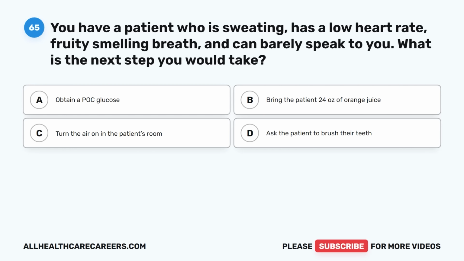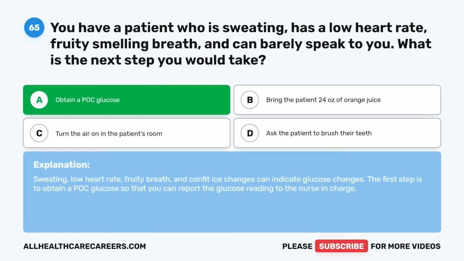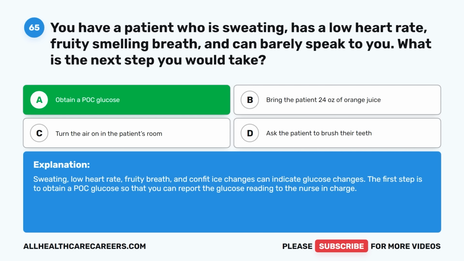Question 65. You have a patient who is sweating, has a low heart rate, fruity-smelling breath, and can barely speak to you. What is the next step you would take? A. Obtain a POC glucose. B. Bring the patient 24 ounces of orange juice. C. Turn the air on in the patient's room. D. Ask the patient to brush their teeth. The correct answer is A. Obtain a POC glucose. Sweating, low heart rate, fruity breath, and confusion or mental status changes can indicate glucose changes. The first step is to obtain a POC glucose so that you can report the glucose reading to the nurse in charge.